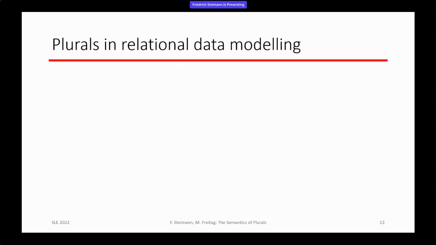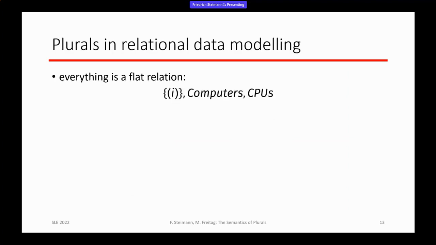There are, of course, other modeling languages, for instance, the language of relational data modeling. In that case, it's also fairly simple. Everything in relational data modeling is a flat relation, including instances like myself. I would represent this as a relation that consists of a single tuple. The tuple has only one place occupied by myself, and then computers and CPUs are probably binary relations relating person to computers and computers to CPUs.